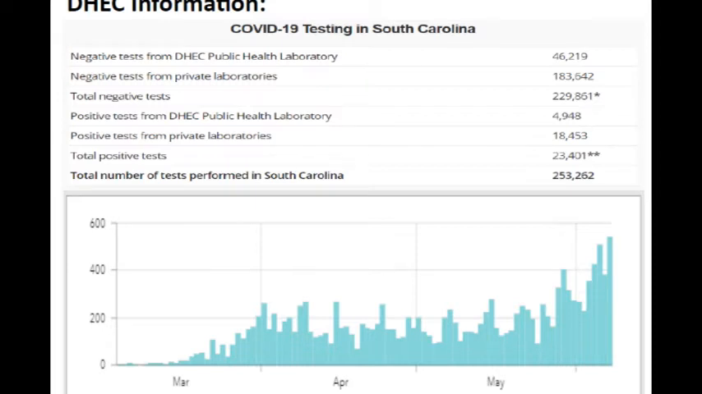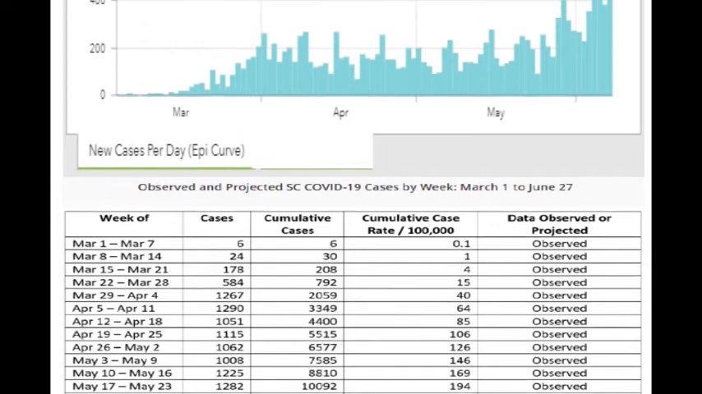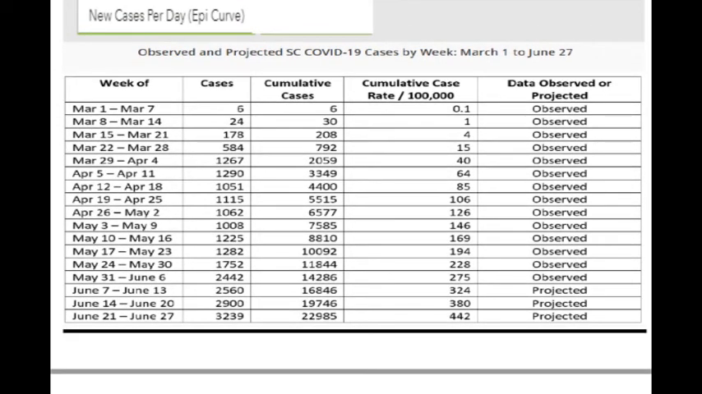Below is a projection by DHEC for the number of new cases for each week through June 27th. This graph shows that by the week of June 21st through June 27th, there will be an additional 3,239 cases confirmed in that week, as compared to the most recent completed week, which was the week ending June 6th, when 2,442 cases were confirmed.